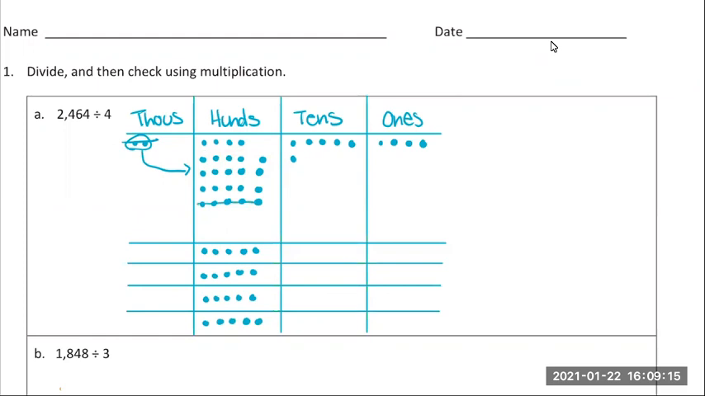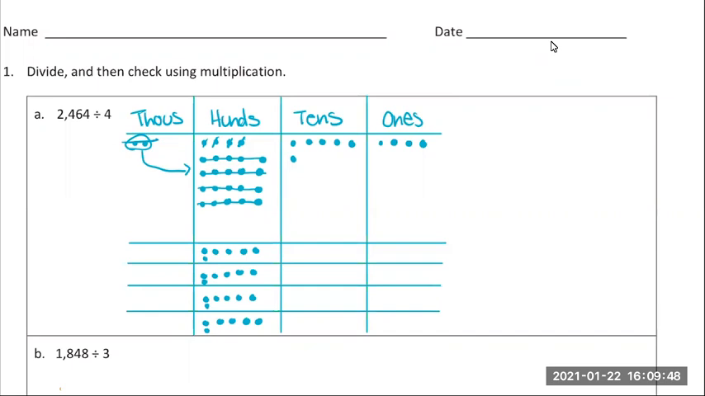I'm going to cross those out. 1, 2, 3, 4. That covers 20 of our place value discs. Then I'm going to do 1 for each group. 2. Okay, so that gives us 6 hundreds in each of our 4 groups. We have none left over, so we don't need to unbundle any.